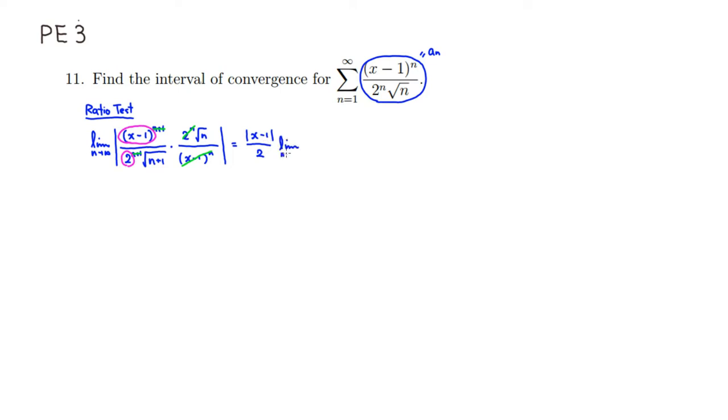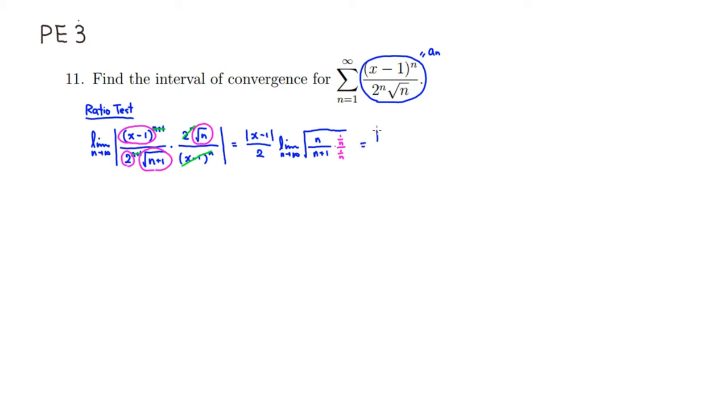as n approaches infinity. The only thing that's left over is the square root of n on top and the square root of n plus 1 on the bottom. Since both of these have a square root, I'm going to put it under the same square root. Then you have an n on top and n plus 1 on the bottom. We can easily evaluate this by multiplying top and bottom by 1 over n inside the square root.